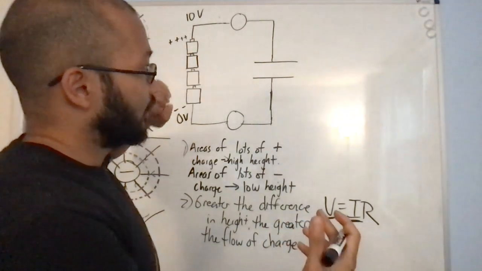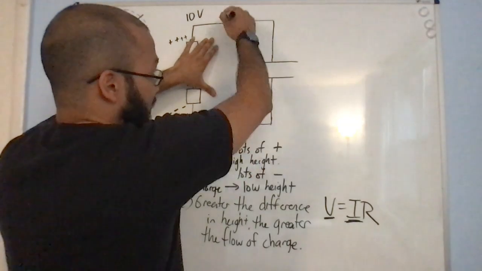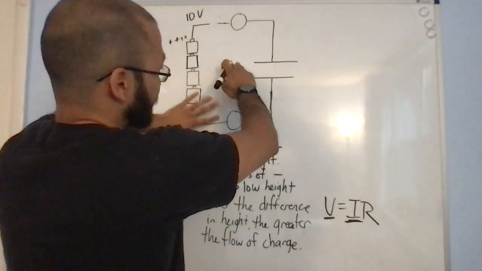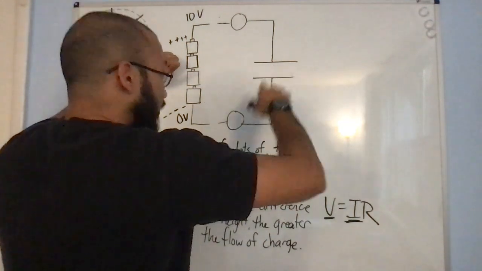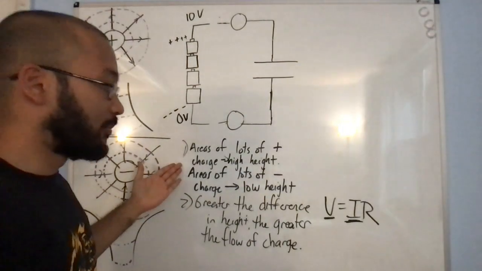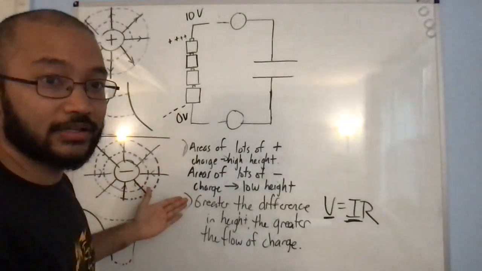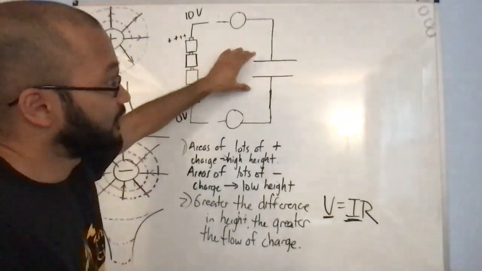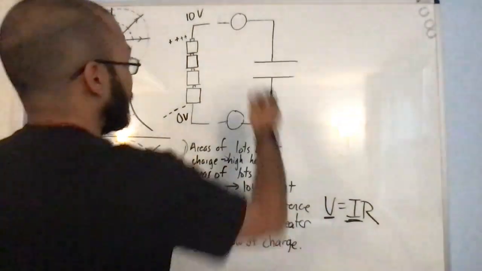So if you just think about the capacitor, and hook up just the capacitor to the bulbs, removing the battery from the circuit, what made those charges flow is the difference in height. So there had to have been some difference in height in the capacitor. And let's zoom in on what happened.